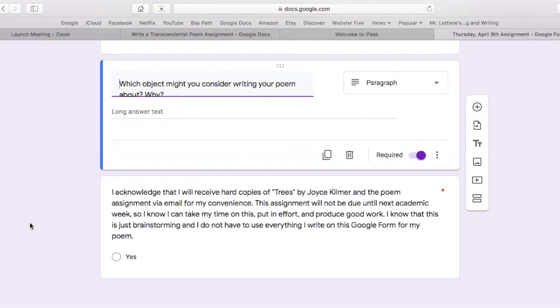I know that this is just brainstorming. This is in this Google form, and I do not have to use everything I write on this Google form for my poem, so you'll just have to choose one of your objects, one of your things in nature to write your poem about, and you have all the time in the world to do this. So this isn't due until next academic week, which happens to be after April break.